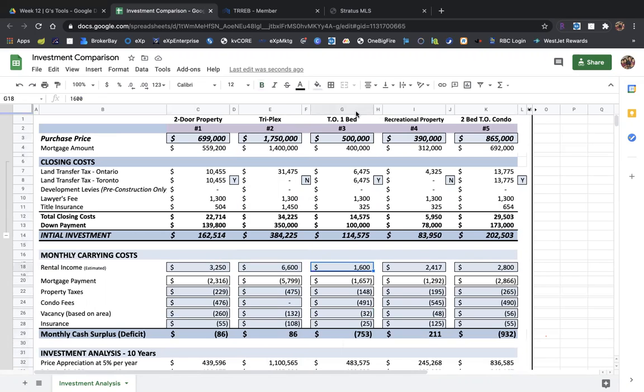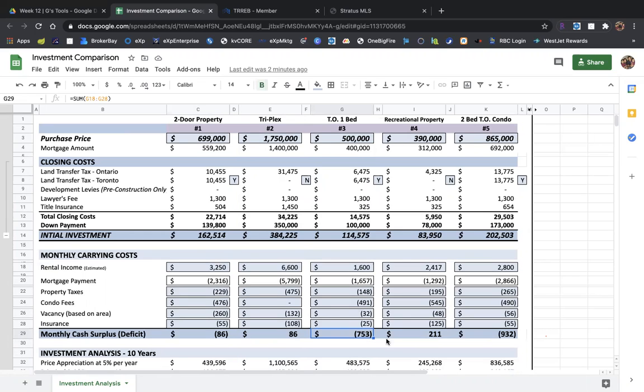Toronto condo market got killed. You're paying $500 for the condo. You're only getting $1,600 in rent. Doesn't even cover your mortgage payment. And so you're out $750 a month. Now, this is not a deal breaker, and I'll show you when we scroll down.